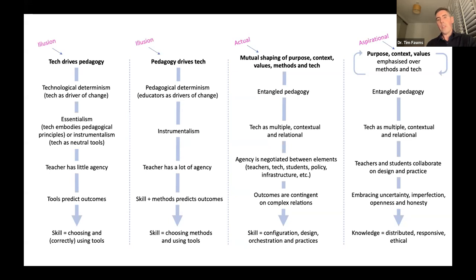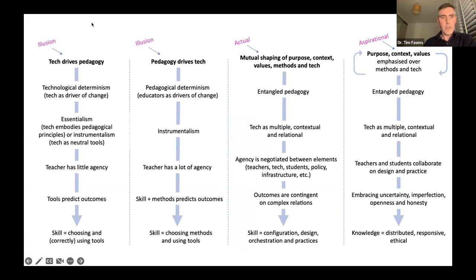And it's always relational in the sense that it doesn't act in isolation of a whole bunch of other things that are going on. So agency here is never full for technology and never full for the educators. It's always negotiated between elements, including educators and technology and students and policy and infrastructure. And the outcomes of any educational activity are really difficult to pin down, because they're contingent on all of these complex relations going on, and that's frustrating for various people who want to be able to guarantee outcomes or to measure the efficacy of a particular technology or approach. But that, as I see it, is very difficult to do, because any outcome is always contingent on this complexity. And I've said the skill involved for educators is in a whole bunch of things: configuration of technology, the design of the activities, the orchestration, and the different practices that people put into it.